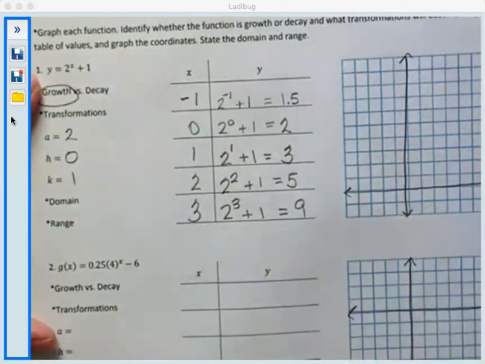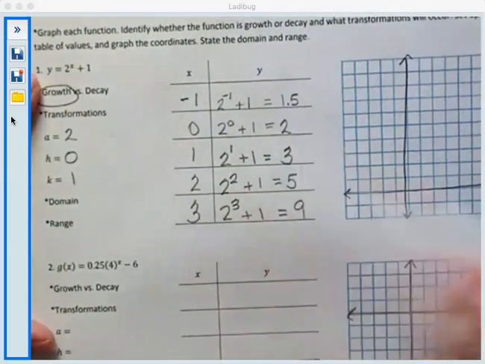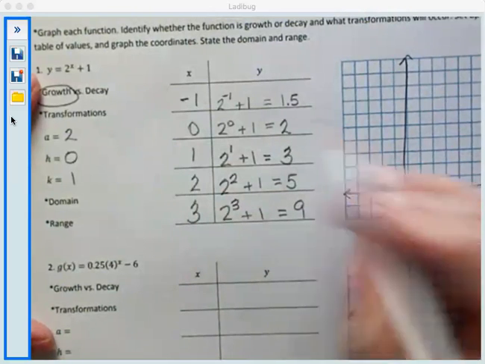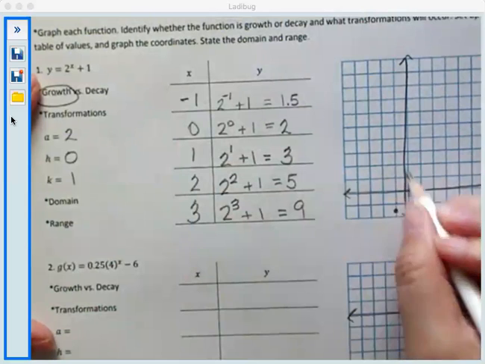Now I can go ahead and graph these. I have -1, 1.5 here. And then I have 0, 2.